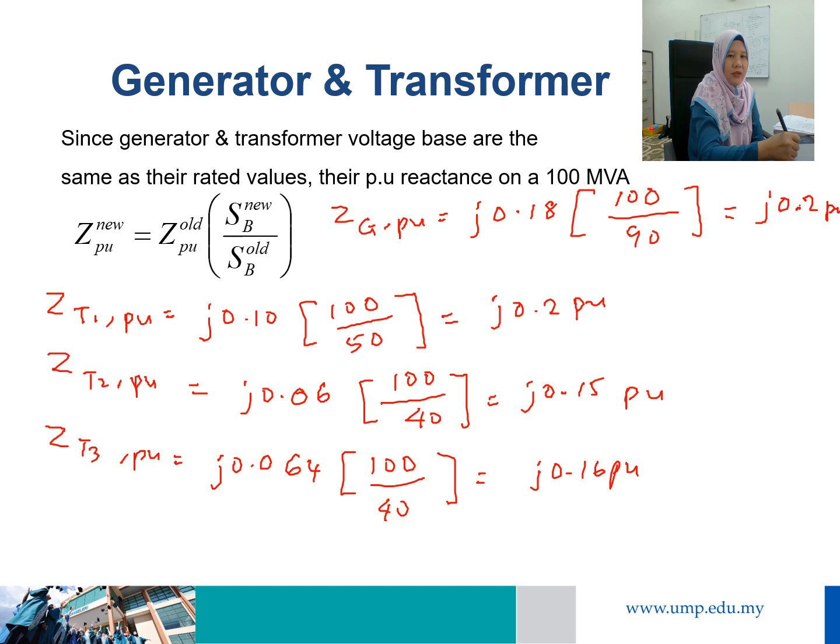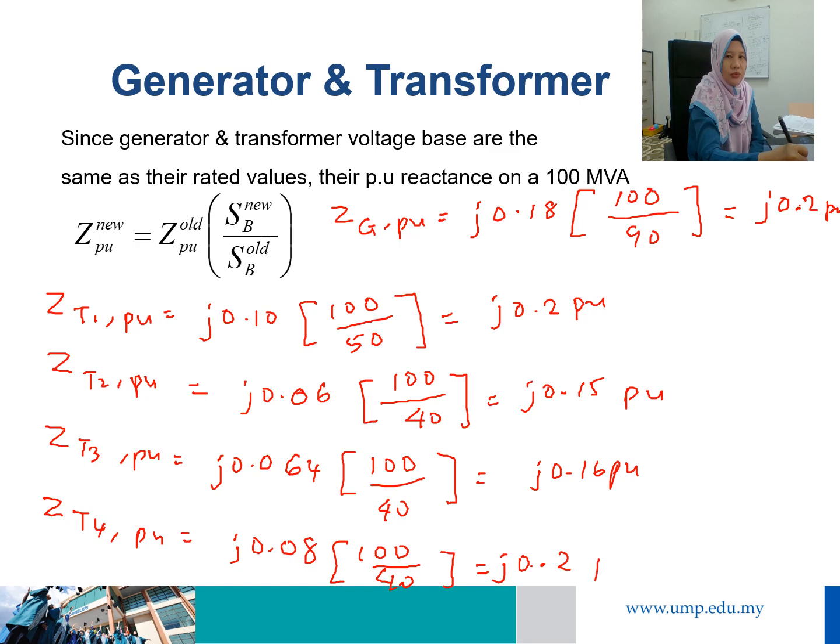And for the transformer T4, ZT4 in per unit is equal to the old per unit impedance, which is j0.08 multiplied with 100 divided by 40 MVA. So we get j0.2 PU.